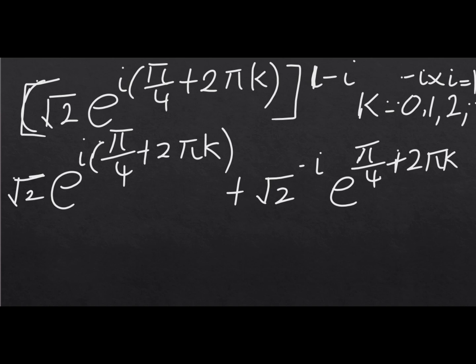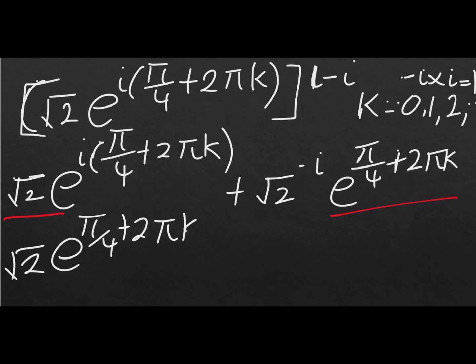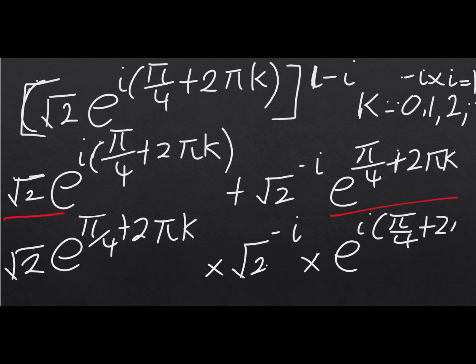So notice that this is a real number and this is a real number. So we can group them together and group the complex numbers together too. So the 2 e to the power pi over 4 plus 2 pi k. And then we write the complex part, which will be root 2 raised to the power negative i times e raised to the power i pi over 4 plus 2 pi k.